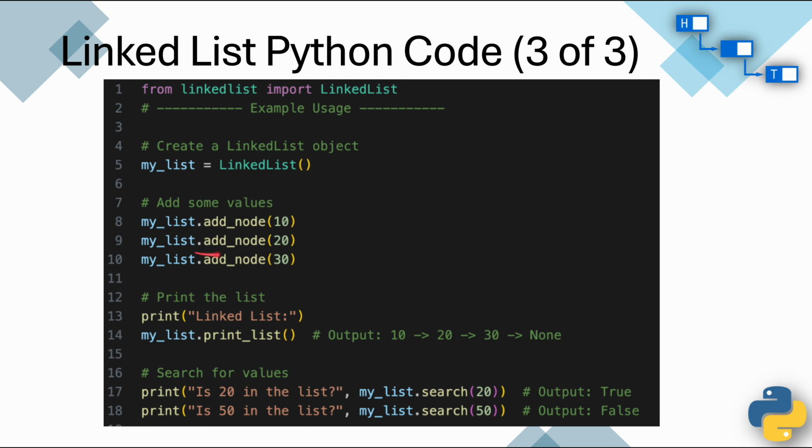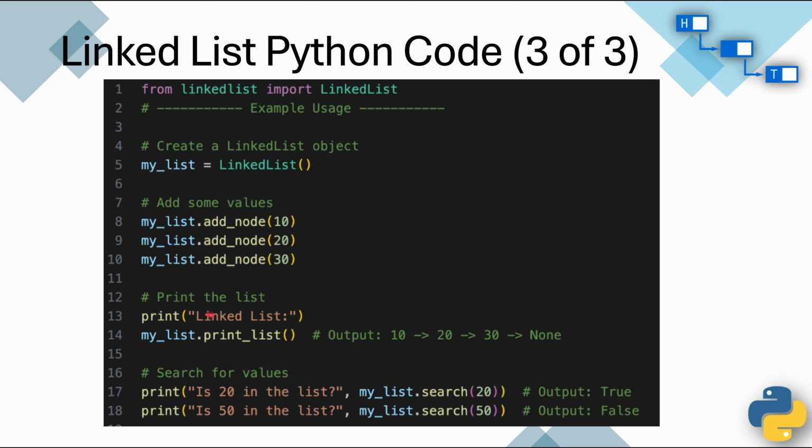Okay, my list dot add node 20, means first it will go to the head, and it will check whether the head is empty or not. It is not empty, obviously. First we added one element, right? So it will check whether head dot next is empty. So whatever new node is created, that new node will be added at the head dot next, and new node dot next is obviously empty. Like that these three elements will be added, 10, 20, 30.